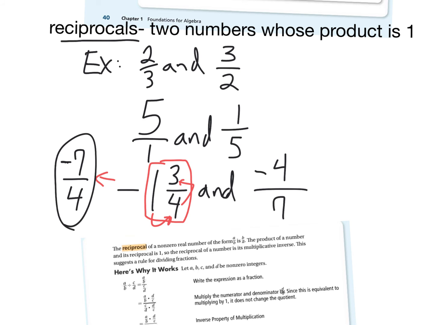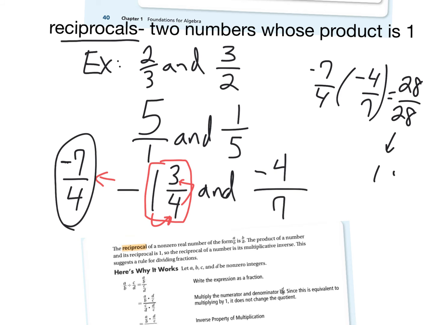Typically, they'll put the negative in the numerator, or like the book does, next to the fraction bar. But if you have it in the denominator, that's fine. If you have 4 over negative 7, that's fine. And just to test the theory here, this would be negative times negative, that's a positive. So that's equivalent to 1, so those are reciprocals.